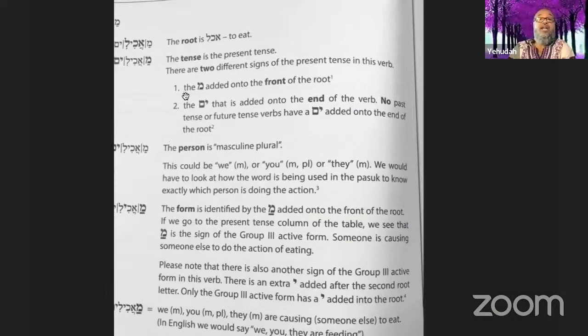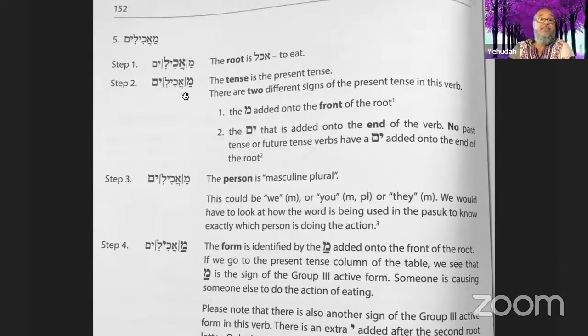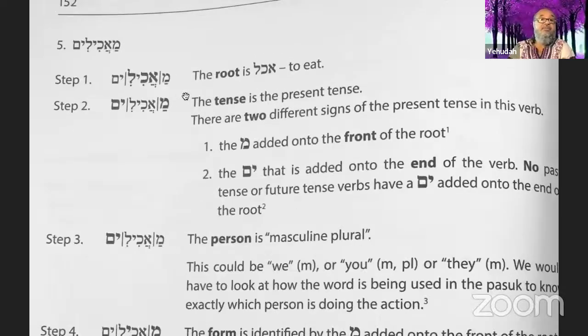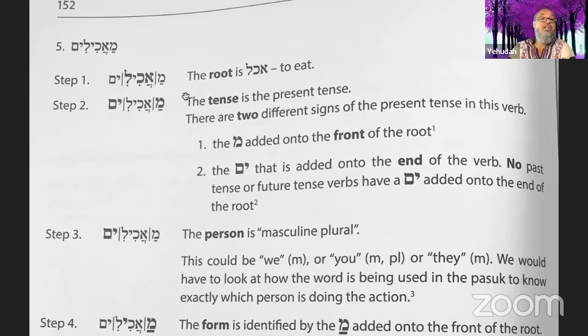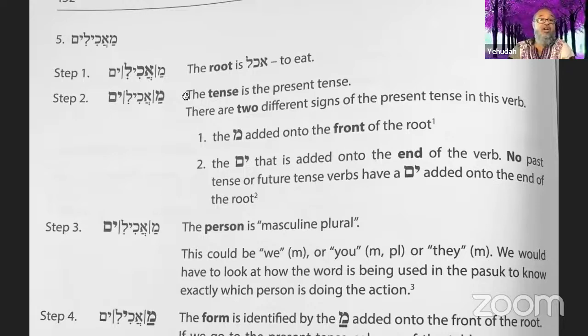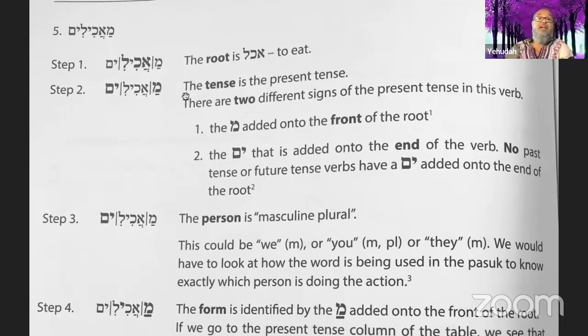This is a really good exercise to do. So utilize the tools that you have. And of course, this is your next one right here, called ma'akilim. There's a root, achal. Now we've got some other letters, right?